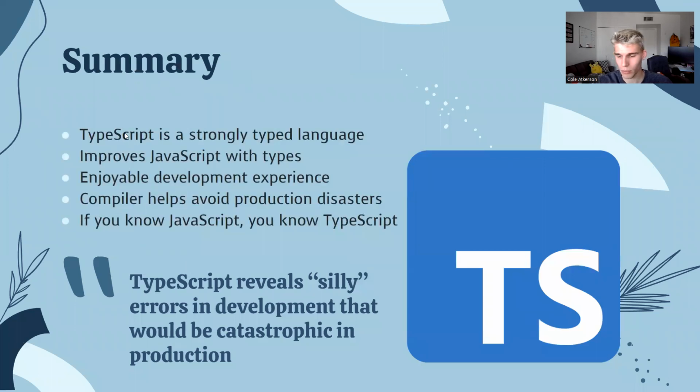In summary, TypeScript is a strongly typed language. It improves on JavaScript with type. It's an enjoyable development experience. The compiler helps avoid production disasters by catching errors and linting JavaScript. And if you know JavaScript, you know TypeScript, basically. And a little quote I found: TypeScript reveals silly errors in development that would be catastrophic in production, basically.